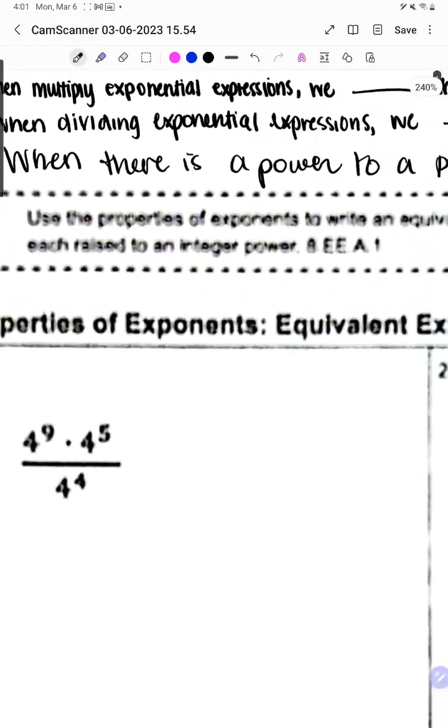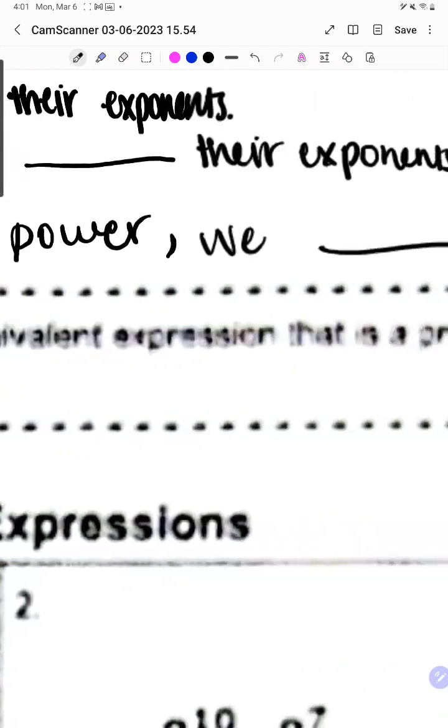Okay, so when we multiply exponential expressions, we add their exponents. So for instance, when we have x to the 8th times x to the 5th, we add these two exponents together and we get x to the 13th.